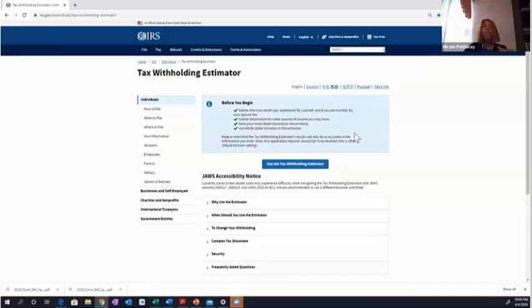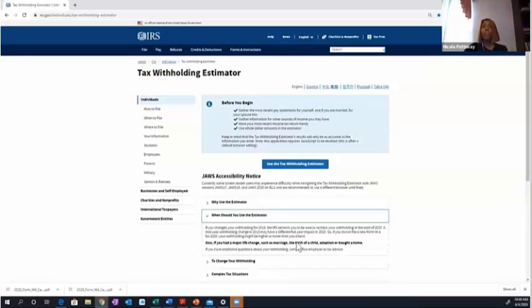And we know that we should complete the W-4, and it says it here on the form, at least once a year, because things change year over year, our financial situations change year over year, or whenever your financial situation changes. So at a minimum, once a year, we should all be doing this. And ideally, you would do it at the beginning of the year, once you get your first pay stub, and you can sit down and complete this withholding estimator.